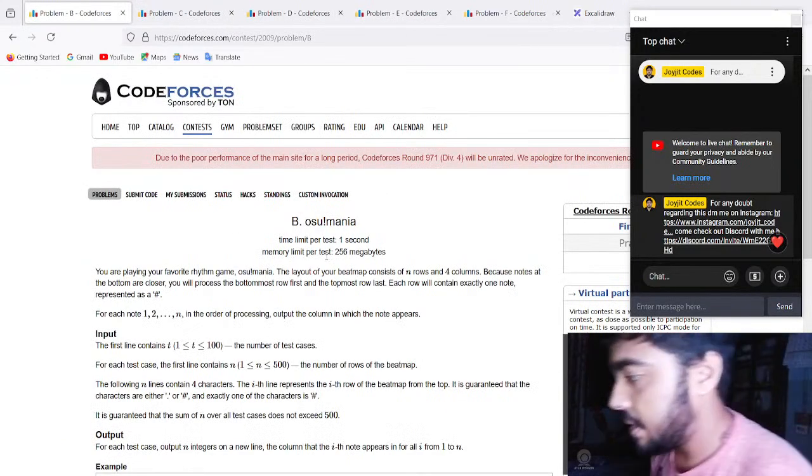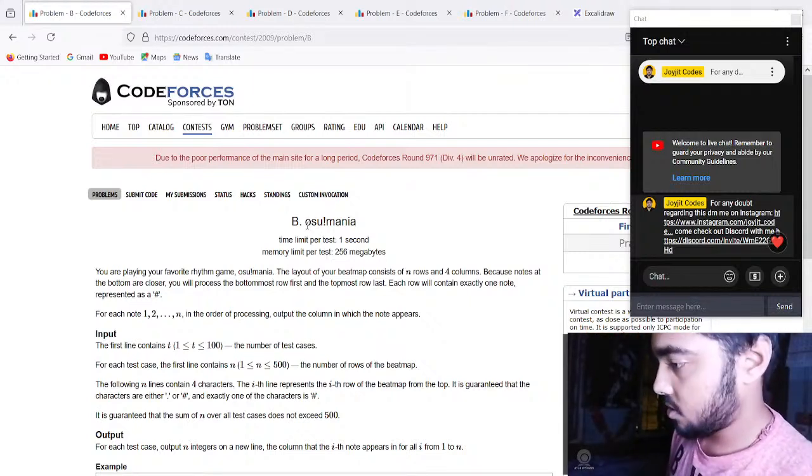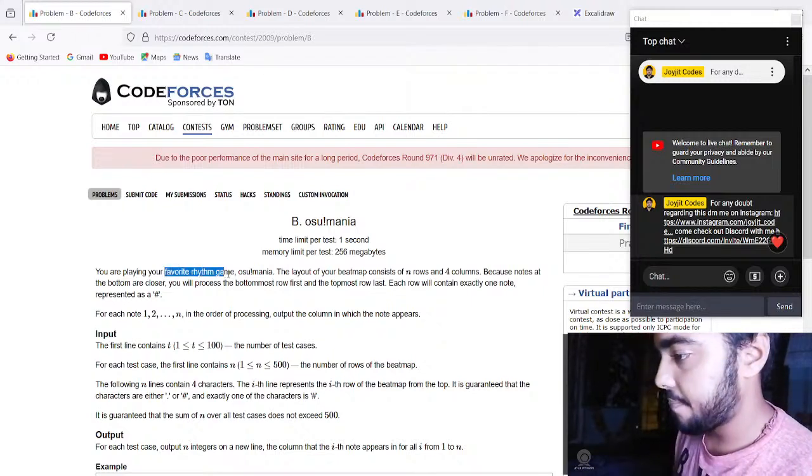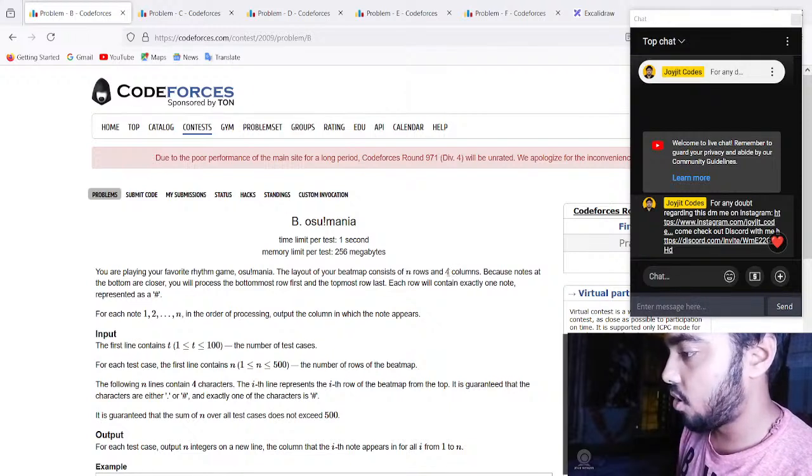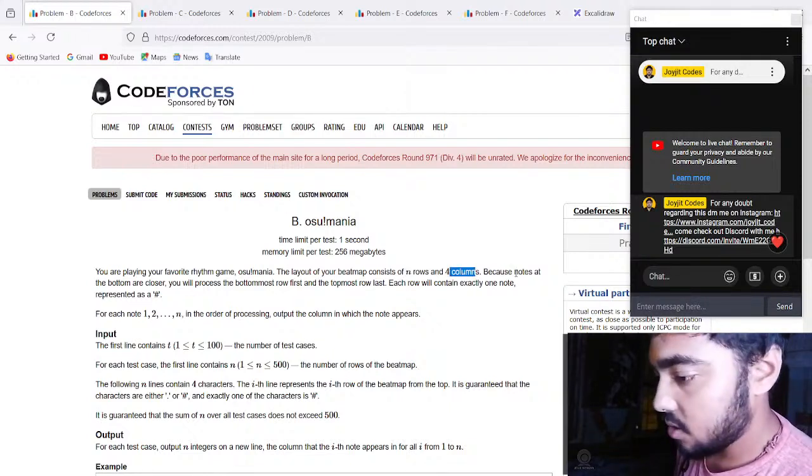If you look at B, the problem is Osu, not Mania. You're playing your favorite rhythm game, Osu Mania, and the layout of your beatmap contains n rows and 4 columns.